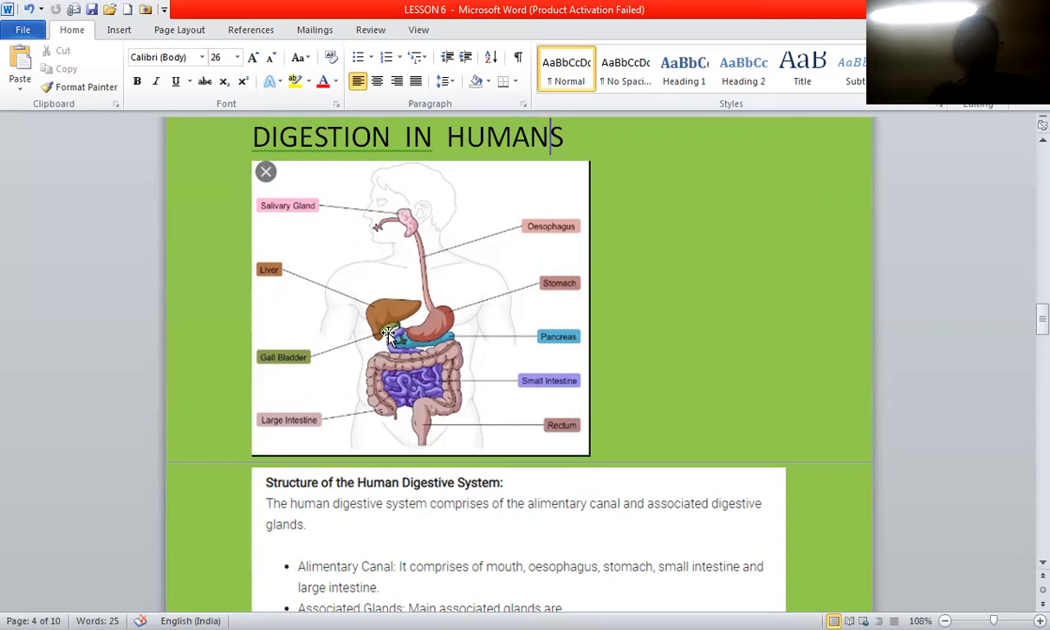Whenever the food enters the small intestine from the stomach, the gallbladder releases bile into it through the bile duct. Bile juice contains bile pigments and bile salts. You can see liver, gallbladder, which is secreting bile through bile duct into the small intestine.